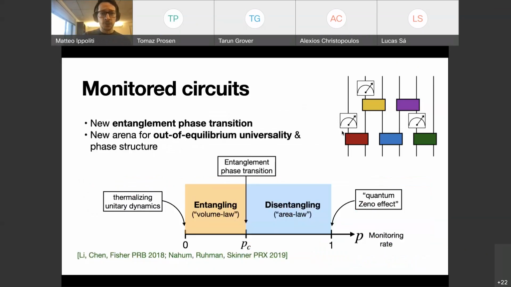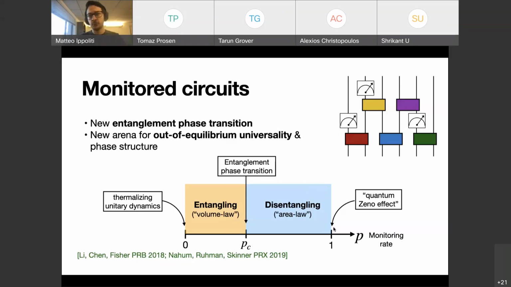So the lightning fast overview of these phase diagrams for these monitored circuits goes like this. Imagine we have a circuit with a brickwork array of gates, which sets a clock. There is a unit of time. And then we can have a certain rate of projective measurements. So every qubit, after being acted upon by the unitary component, may or may not be measured with probability p. And so as one tunes this value of p, there are two extreme points that are easy to understand.